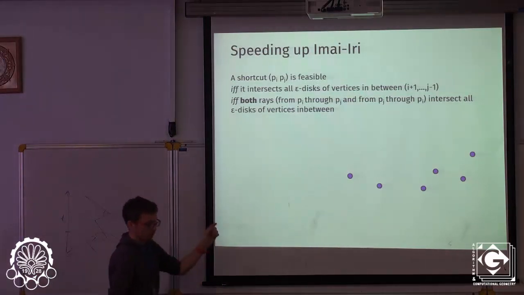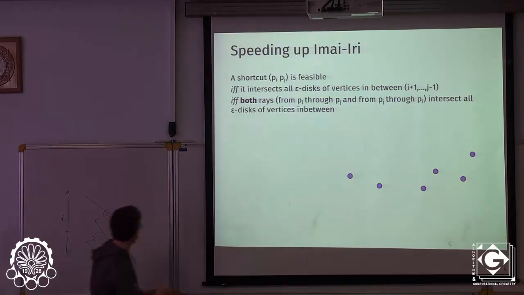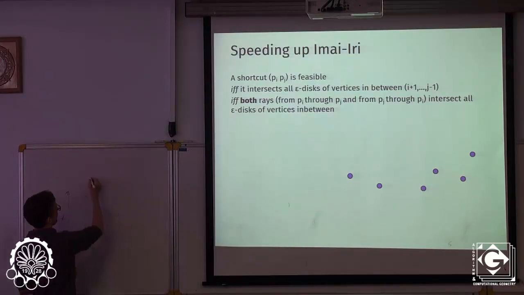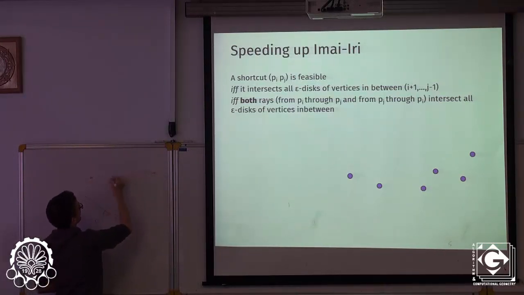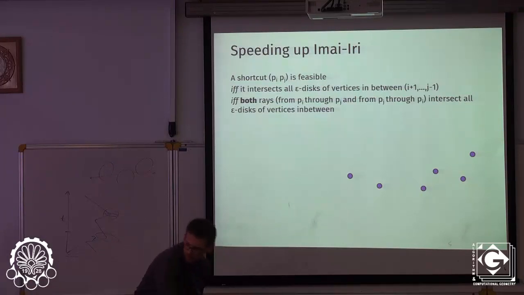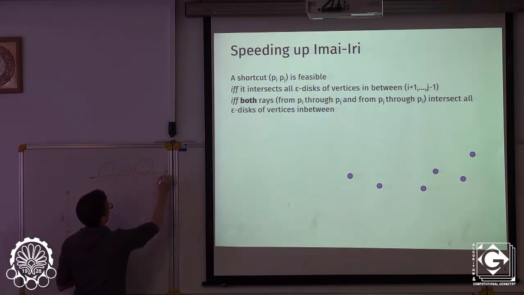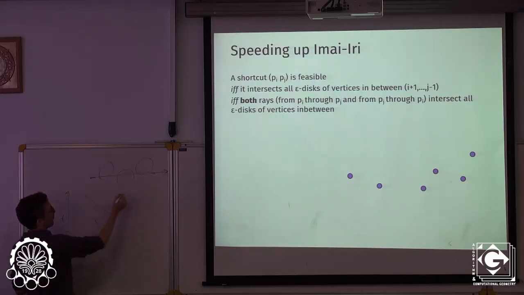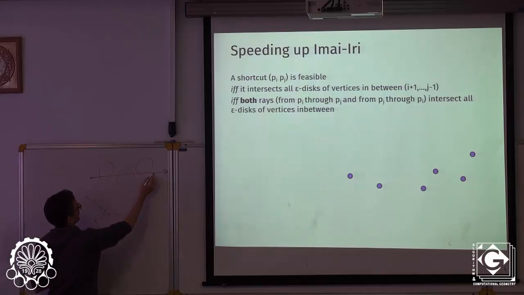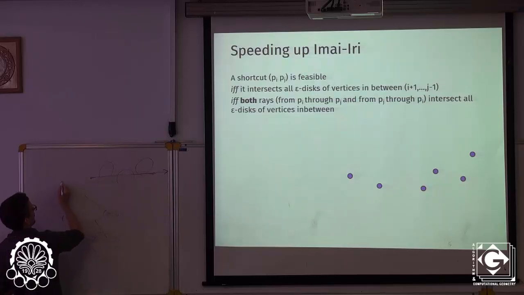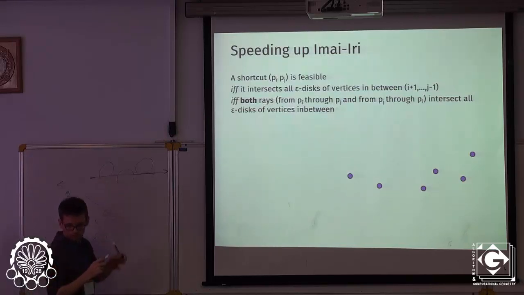And once more, okay, where was I? What I was saying was, I want to know for a segment, does it stab all the disks in between? And I said, I'm now replacing this by the test of whether this way intersects all of these disks, and whether this way intersects all of the disks. And if I can test those two efficiently, I know whether I should use this shortcut or not.